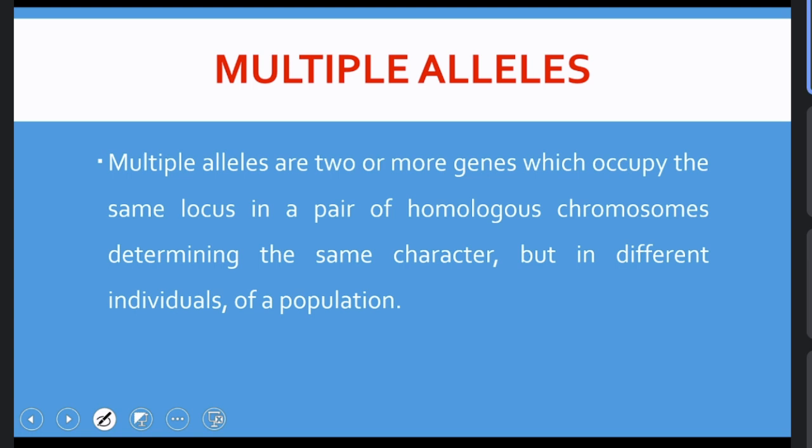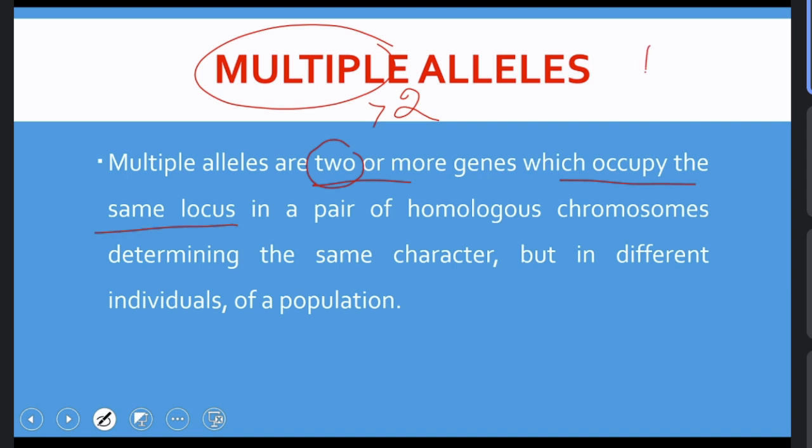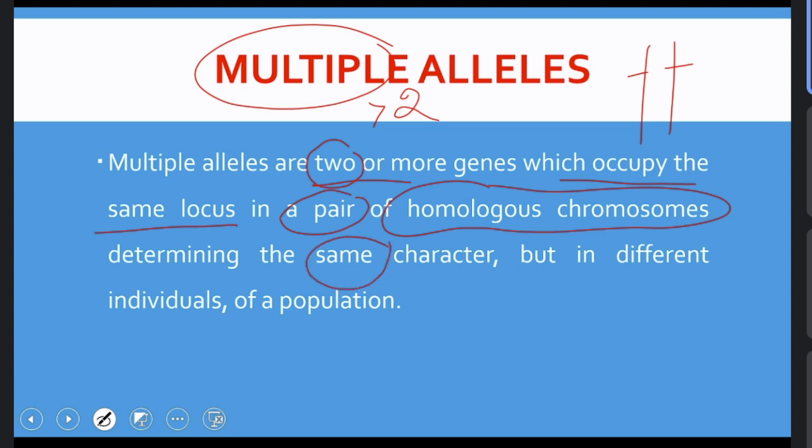Okay, let us define multiple alleles. Multiple alleles are two or more genes, as I have said before. Multiple means they must not be two. Mendel said there are only two genes for a character, called a pair of alleles. That is the principle of unit factors. And here we are saying that multiple means more than two. So multiple alleles are two or more genes which occupy the same locus in a pair of homologous chromosomes and determine the same character.